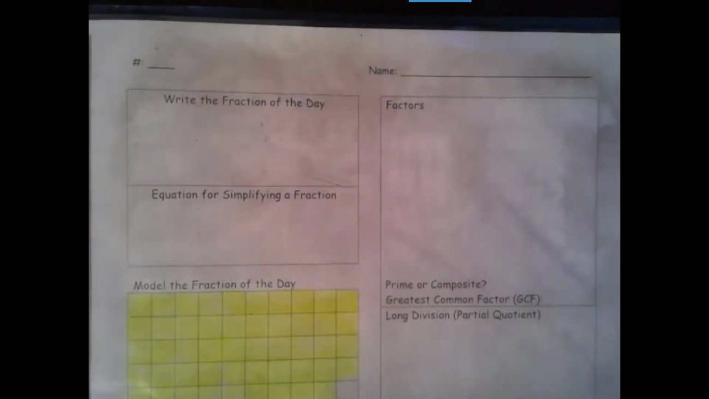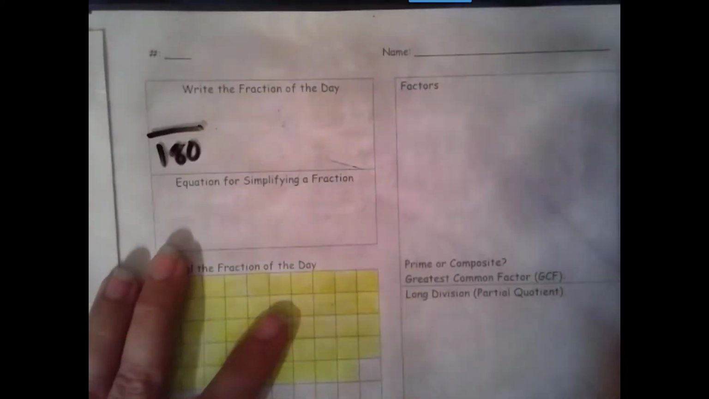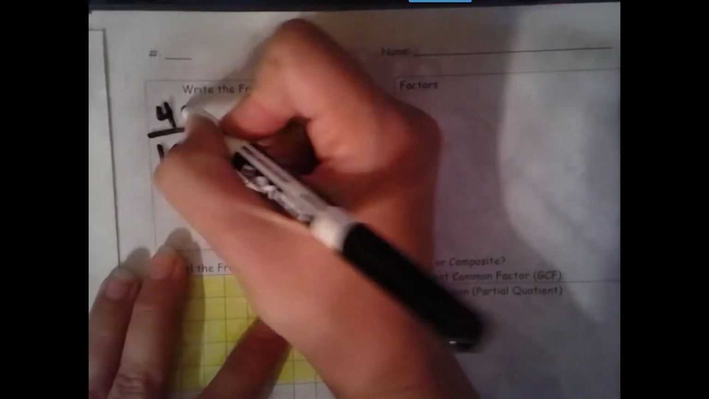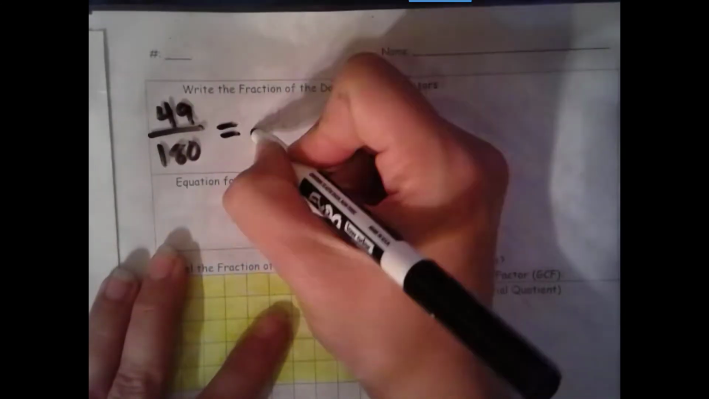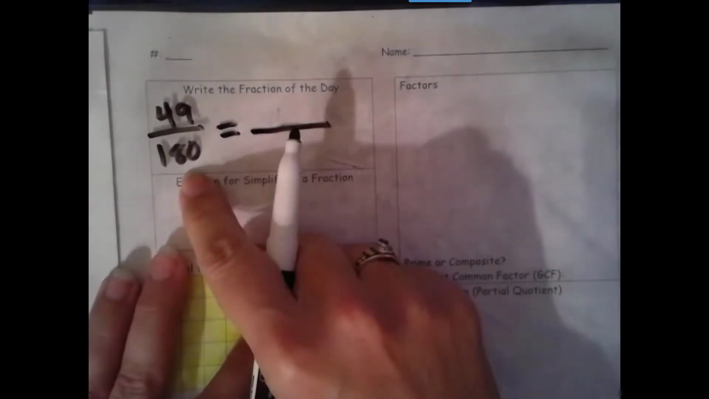I have that row almost completed. Okay, so let's start with our beginning fraction. Our denominator is 180. Our numerator is 49. Because this is our total amount of school days, and this is the day we are on.